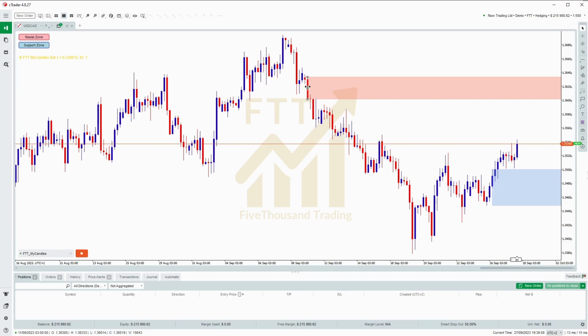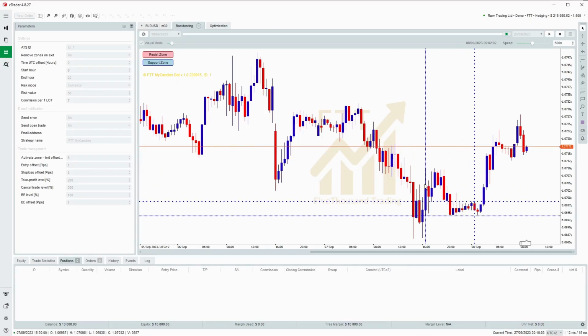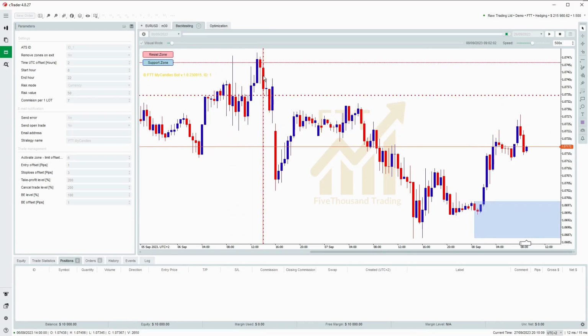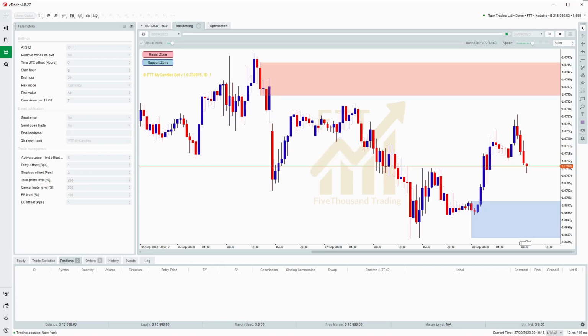I will now switch to backtesting mode and demonstrate the strategy in practice. So let's draw a zone of support and a zone of resistance. Now let's wait for the trade. When the market comes within 6 pips of the zone, a limit order is placed. The stop loss is placed 3 pips below the zone.